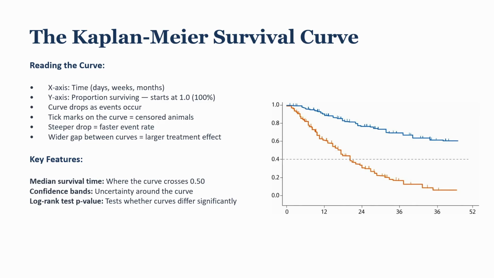Bands are usually narrow early in the study when many animals are still being followed, and wide near the end when only a few remain. Be cautious about conclusions drawn from the tail of a survival curve where confidence bands are wide.